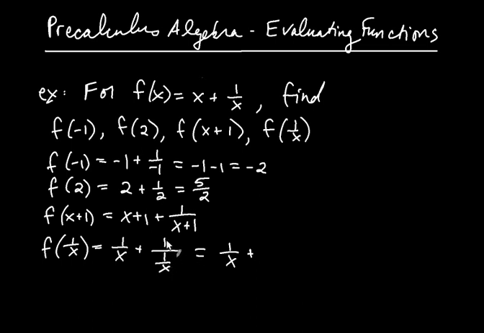And that's the same thing as taking 1 and multiplying it by the reciprocal of this fraction. So it's going to be 1 multiplied by the reciprocal, which is x over 1. And then this is going to be 1 over x plus x, and that's going to be our answer for the last one. Okay, let's try another one like that.